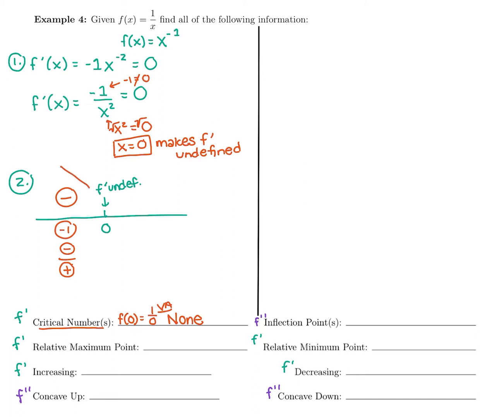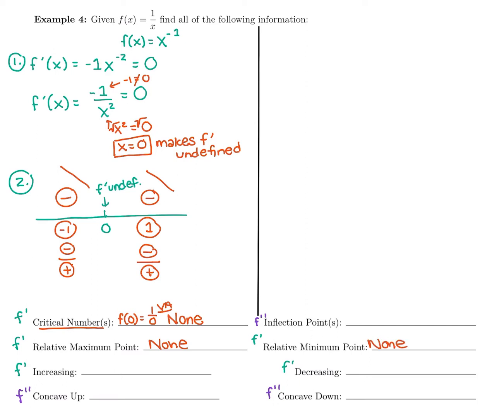And then after 0, I can plug in anything. Maybe I'll plug in positive 1. The numerator of the derivative is always negative. And then 1 squared, 1 to any power, always just stays 1. So it's positive. So we have a negative divided by a positive again. We have 2 decreasing intervals. So definitely no relative max or relative min point.